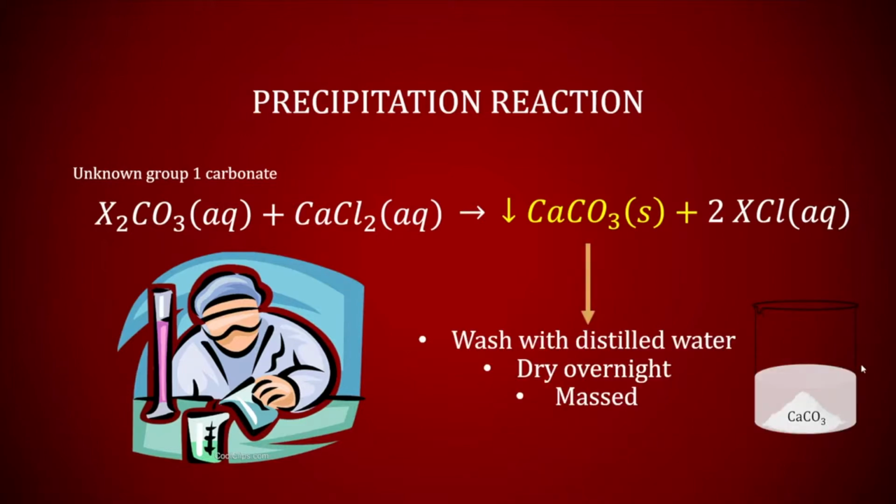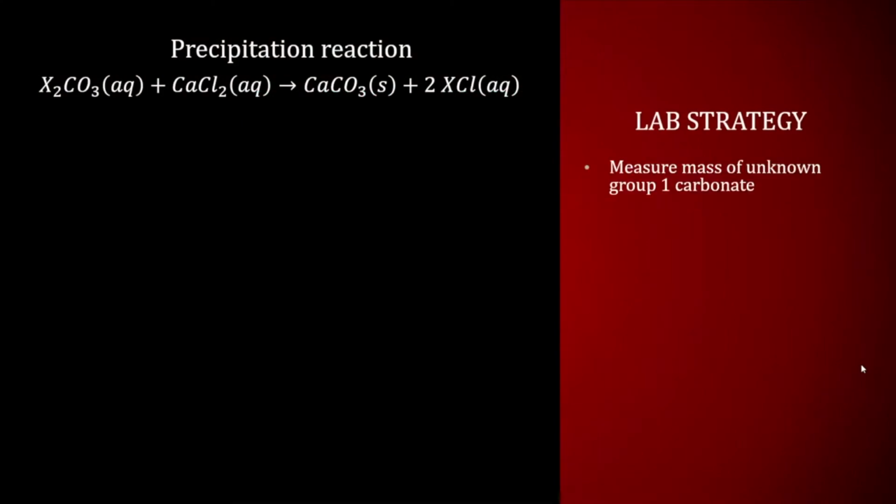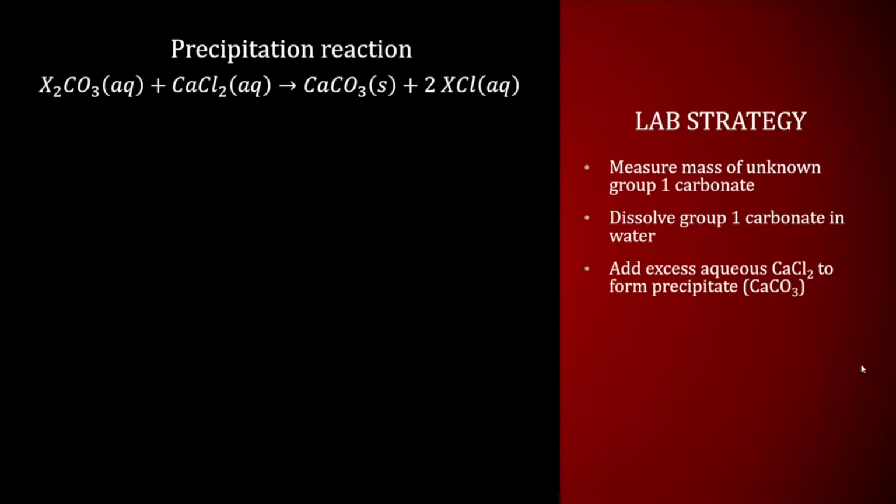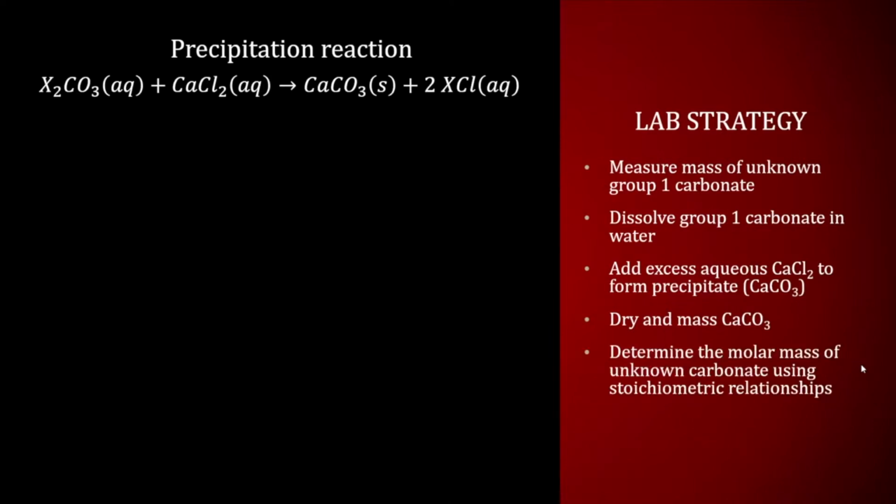After it precipitates, we'll wash the precipitate with distilled water, dry it overnight, and then mass it. So the strategy moving forward is to measure the group 1 carbonate, so we have a known mass of it. Then we'll dissolve it in water and add an excess of aqueous calcium chloride to form the precipitate calcium carbonate. We'll dry and mass the calcium carbonate, and then determine the molar mass of the unknown carbonate using the stoichiometric relationships. From here, we can determine the identity of the group 1 carbonate.